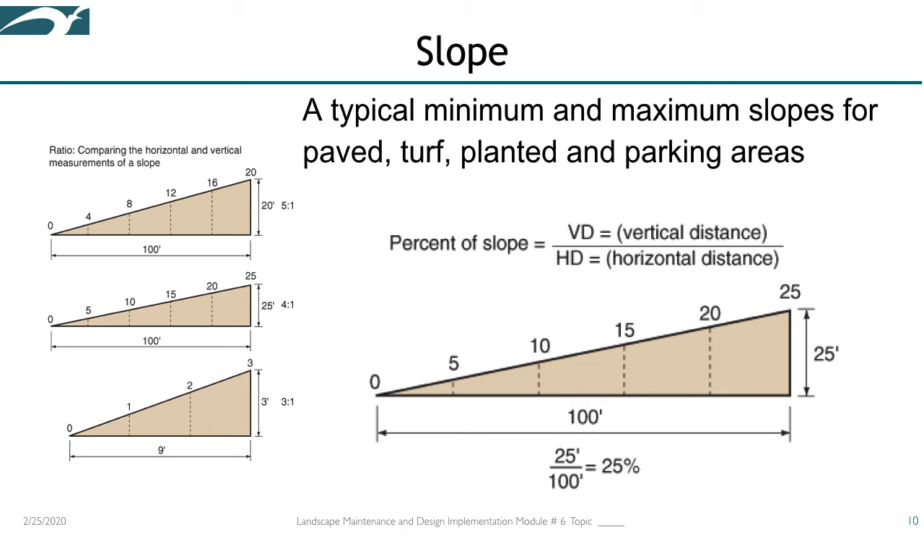Slopes. Here are some typical comparisons of the horizontal and vertical measurements of a slope for paved, turf, planted, and parking areas. You want to make sure that you have at least 2 feet of rise over 100 feet. A very comfortable slope to work with.